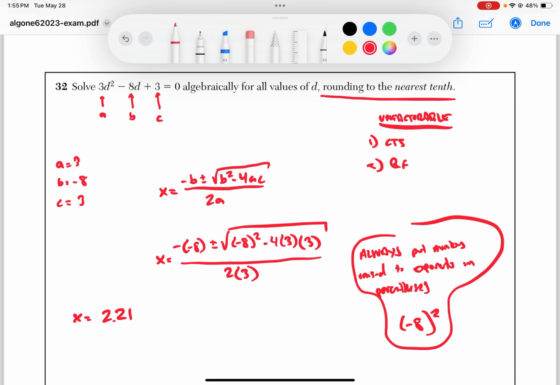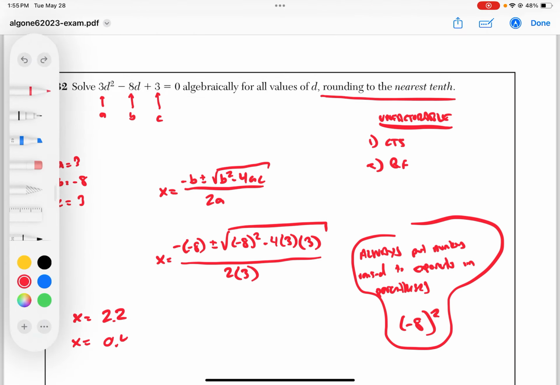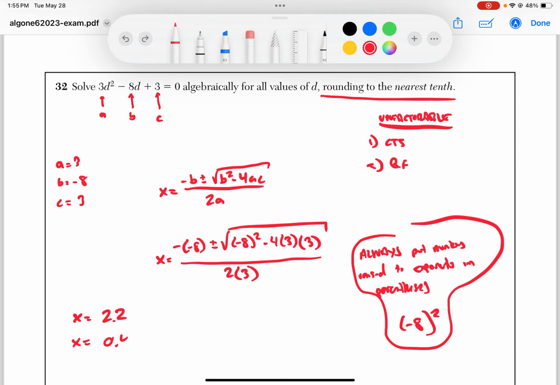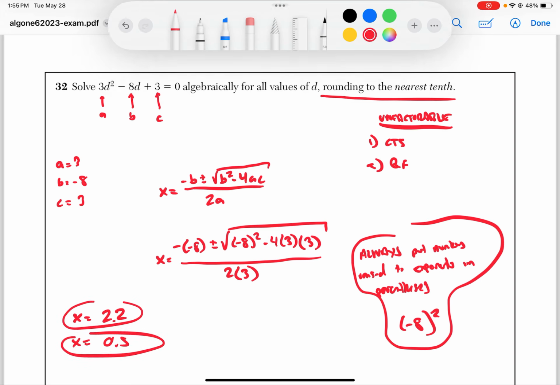2.21, but it's nearest tenth, so really 2.2. Then I'll go back and highlight that, change that plus to a minus, and get 0.45. Once again, rounding to the nearest tenth. Oop, I'm back here. Over there, which would be 0.5. Both of these are answers. Okay.